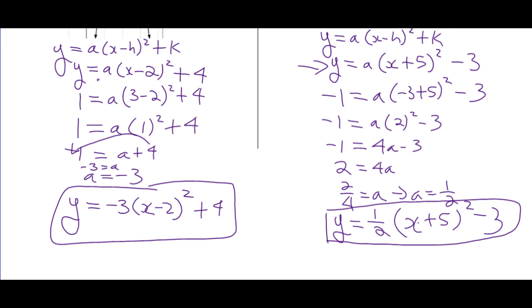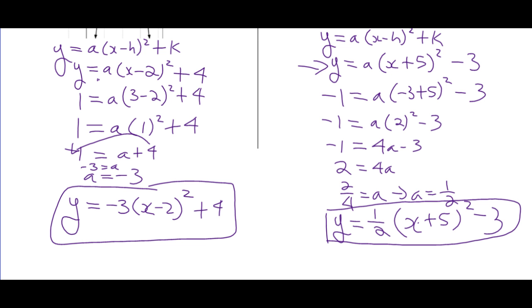Because you wrote the vertex form, and then say, forget there's a graph there. Where's the vertex? -5, -3. Go back and look at the graph. Say, yeah, that's right. It is at -5, -3. It's positive 1/2. That means it opens up, and it means that it's wider.